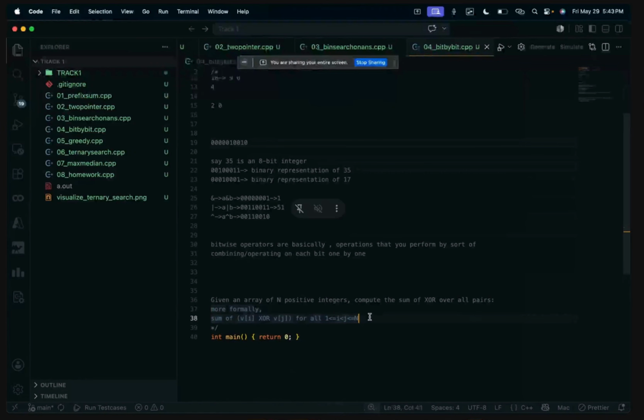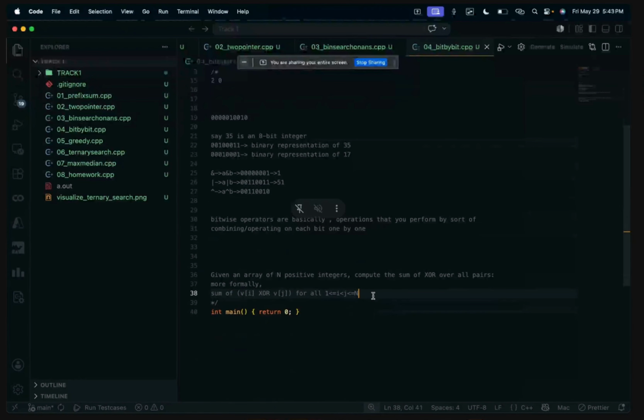So what we are supposed to do is, given an array of positive integers, we want to find the sum of XOR of all pairs. That is, for each i less than j, we want the sum of all v of i XOR v of j. By sum, I just mean simple addition. So I want v0 XOR v1 plus v0 XOR v2, and so on, for all such pairs, up to v n minus 1 XOR v n.